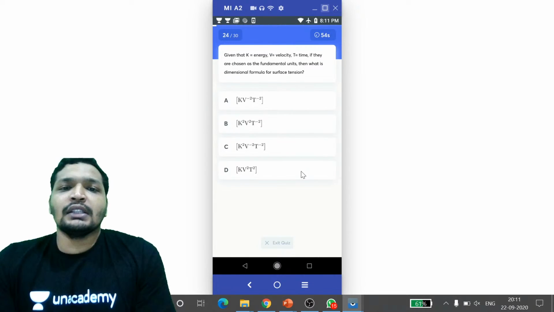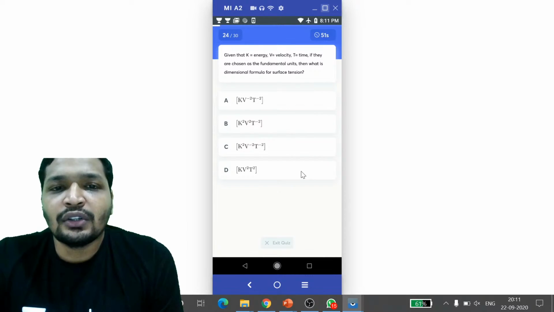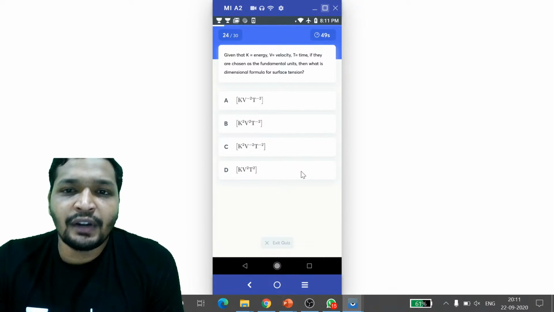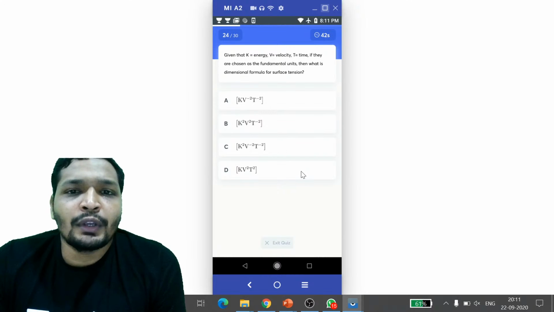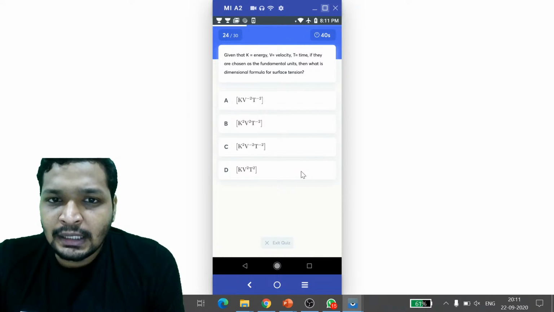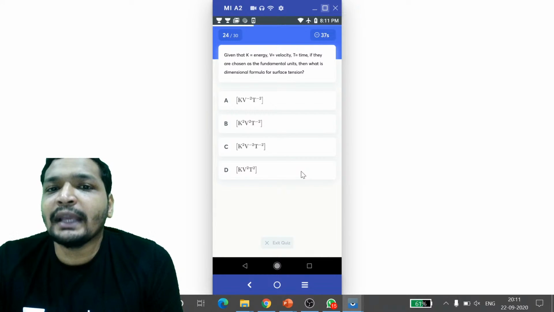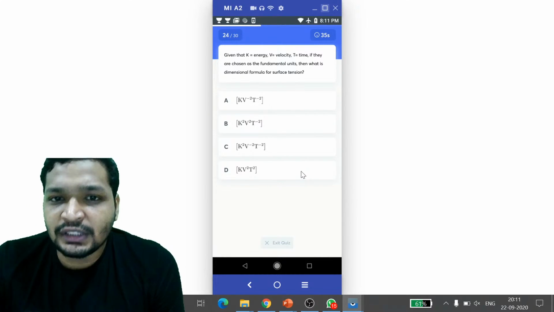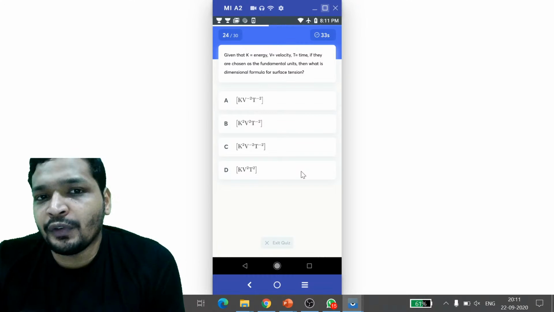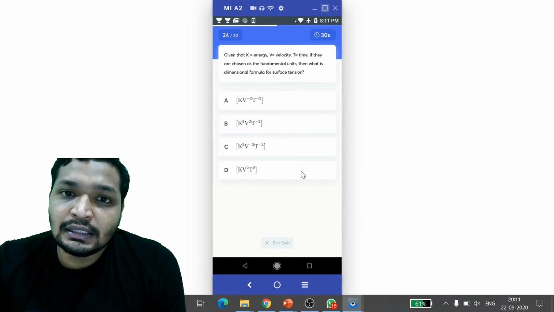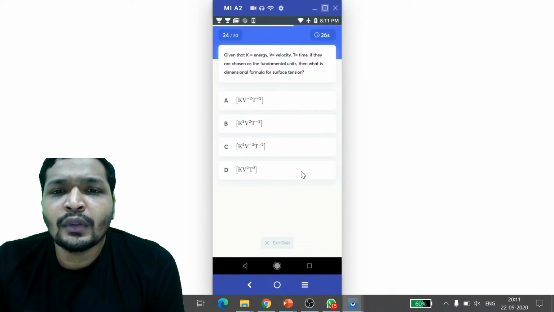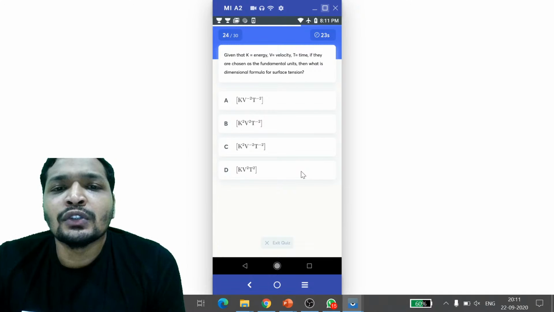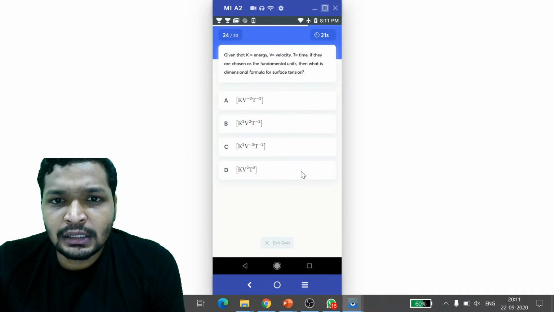Given that K is equal to energy, V is equal to velocity, T is equal to time, if they are chosen as the fundamental quantities, again, you're just changing all about the fundamental quantities. Now the thing is, these are all fundamental quantities. You must try and express your surface tension in terms of energy, velocity and time.